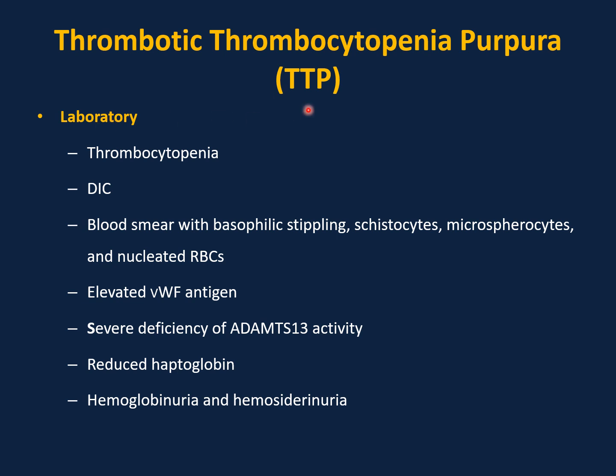Laboratory findings suggestive of TTP are thrombocytopenia, DIC, peripheral smear. It may show basophilic stippling. Schistocyte is a very important finding. Microspherocytes and nucleated red blood cells, elevated von Willebrand factor antigen. Severe deficiency of ADAMTS13 activity is very helpful in the diagnosis of TTP. Reduced haptoglobin, hemoglobinuria, and hemosiderinuria.